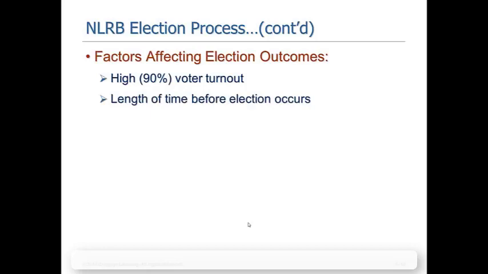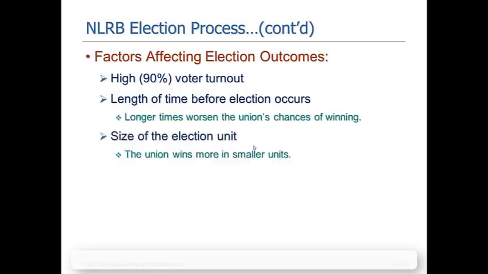Now, voter turnout tends to decrease as the time it takes to have an election increases. So the tactic that organizations use to extend the time before an election may actually be effective. So the longer times worsen the union's chance of winning. When the size of the bargaining unit is larger, the union is less likely to win. When the size of the bargaining unit is smaller, the union is more likely to win.